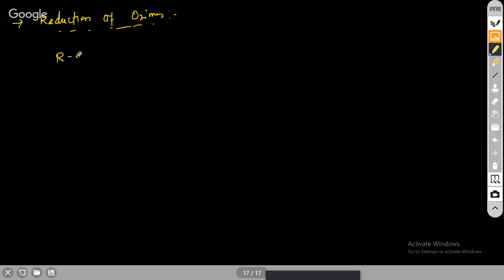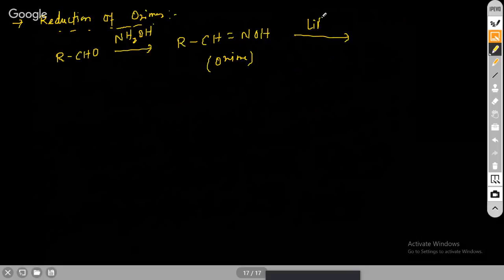This we actually use with aldehyde. Aldehyde, we know, whenever it reacts with NH2OH, it forms what? Oxime. RCH=NOH, this is oxime, right? And when this is reduced with LiAlH4, the oxygen goes out as H2O and hydrogen attaches onto this carbon and nitrogen, and we'll get RCH2NH2. Again 1 degree amines. These are the reactions.